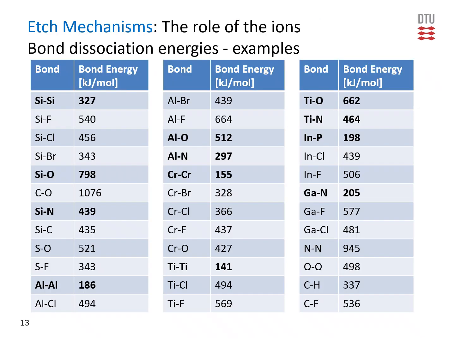I would like to show you here some table values of bonding energies, and that can tell you something about how strong the bonds are in different materials, and thereby how much energy you have to put into the ions. A reference value could be the silicon-silicon bonds. They are at 327 kilojoules per mole.